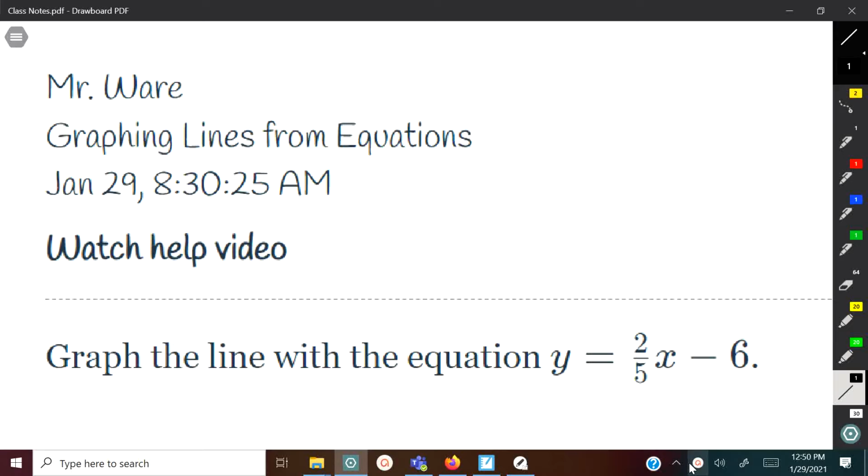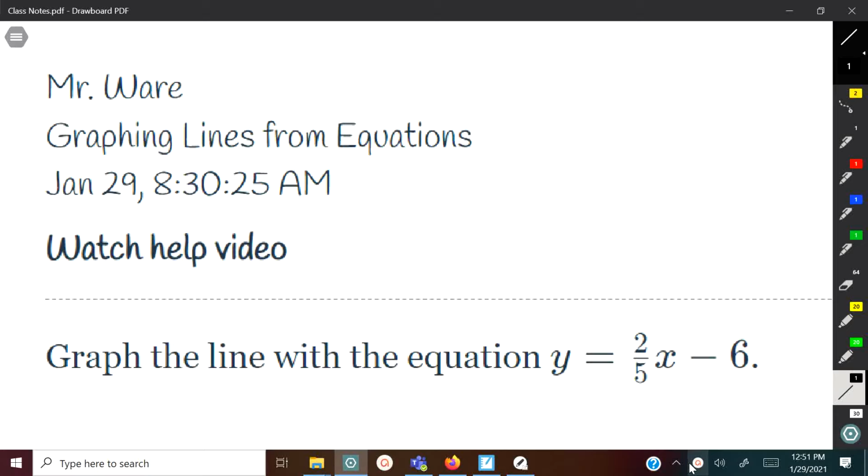Okay, so for some of y'all this may be a review, but we're going to be dealing with y-intercept, slope, rise over run, and we're going to take an equation that's written algebraically and change it into a line.